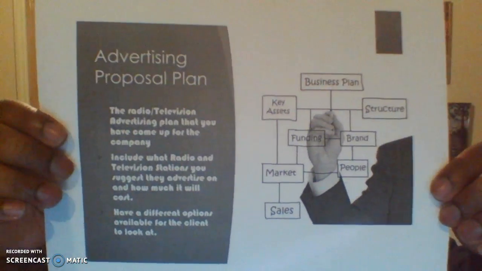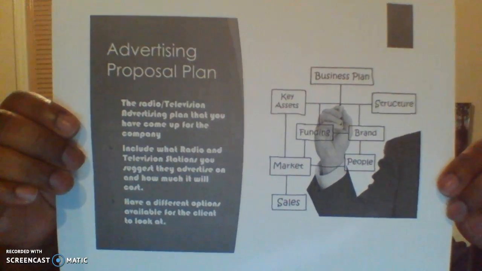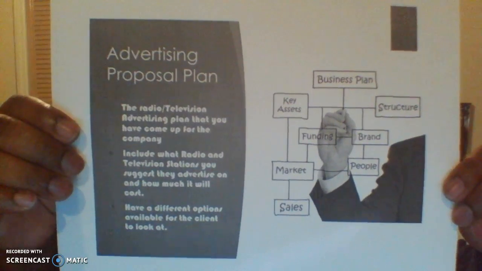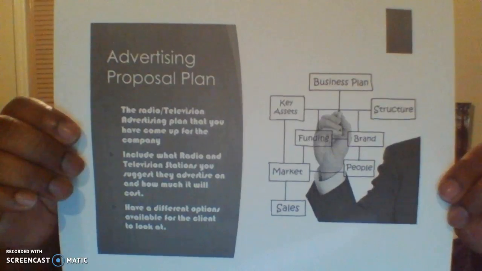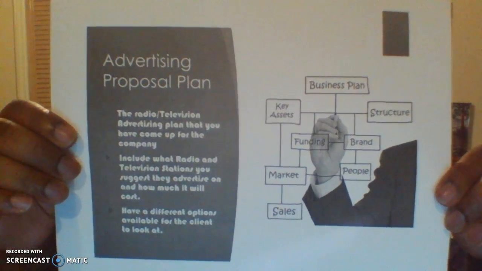Advertising proposal plan. Radio, television advertising plan that you have come up with for the company. Include what radio stations and television stations you suggest they advertise on and how much it will cost. Have different options available for the client to look at. This is the fun part. This is where you get to talk about the money.